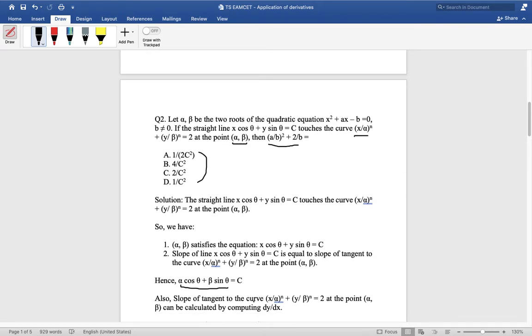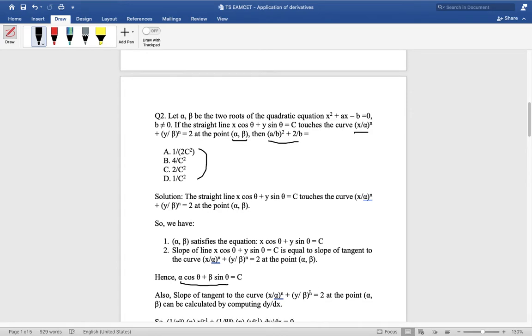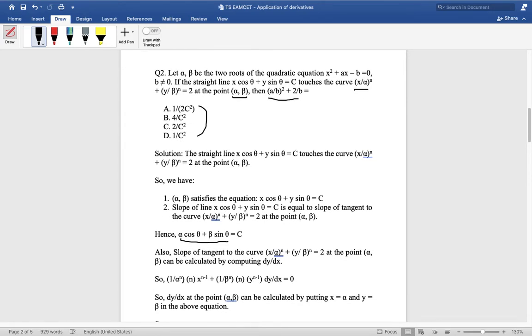Also, the slope of the tangent to the curve (x by alpha) raised to the power n plus (y by beta) raised to the power n is equal to 2 can be computed by just taking the derivatives, right? So differentiate both sides with respect to x. This is a constant, so its derivative will become 0 first, and alpha and n are also constant, right? So they are set aside. Now the differential of x raised to the power n: bring the power down, decrease the power by 1, right? Again, 1 by alpha raised to the power n, because this is constant.